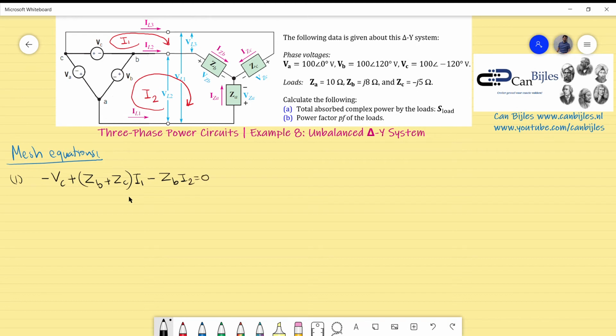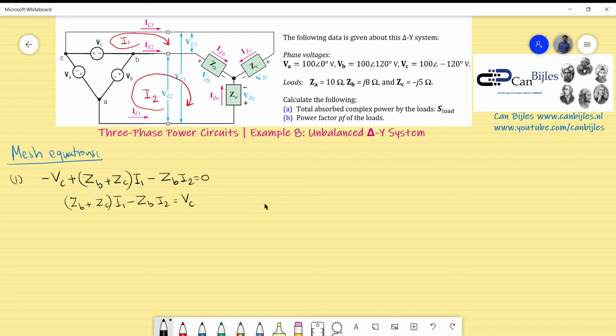If I now rearrange this such that I have the voltages on the right side of the equation and the currents on the left side, in order I1 and I2, then we have the following: ZB plus ZC times I1 minus ZB times I2 equals VC. So that's the first equation.